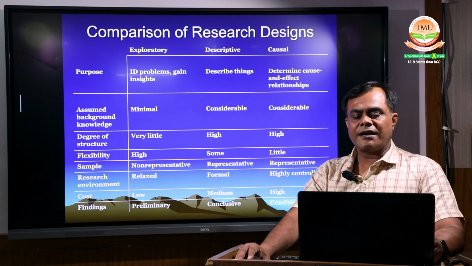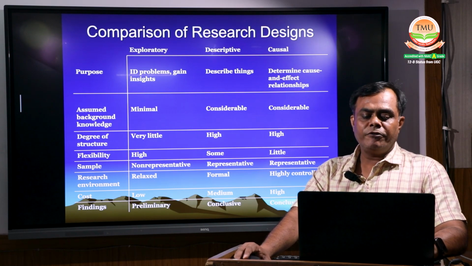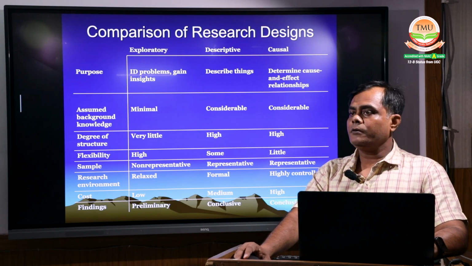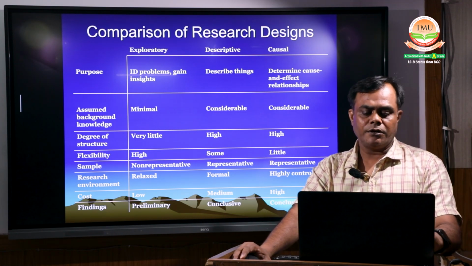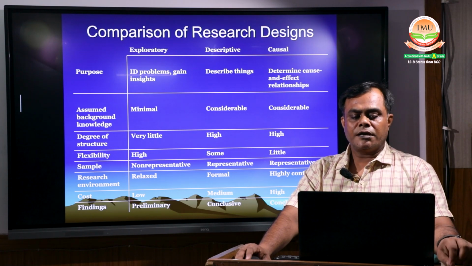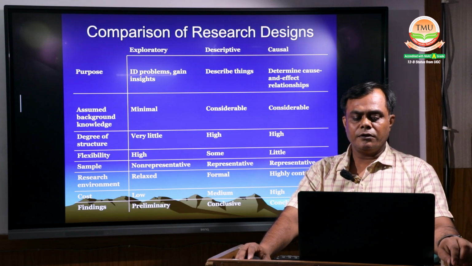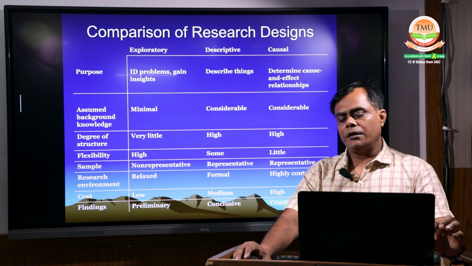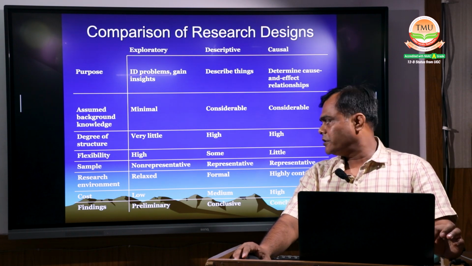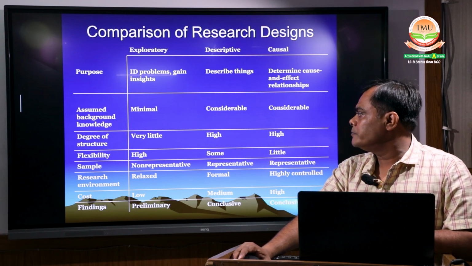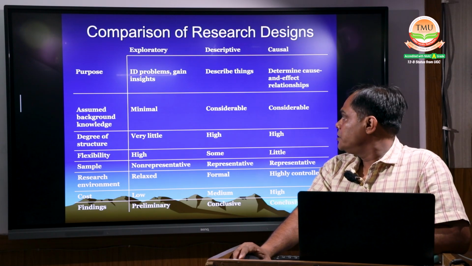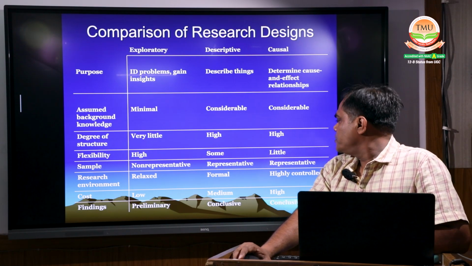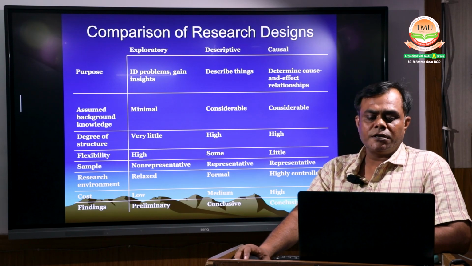On the basis of flexibility, exploratory research has very high flexibility, but descriptive has very little flexibility, and even causal research design has very little flexibility. On the basis of sample, exploratory research uses a non-representative sample, descriptive a representative sample, and causal a representative sample. These are the differences on the basis of sample.